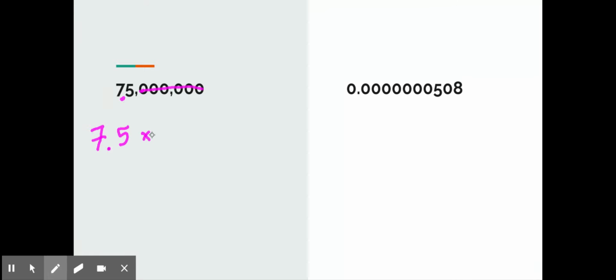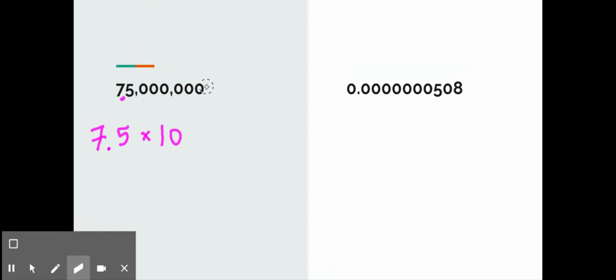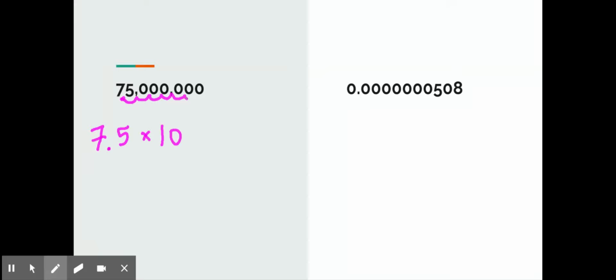So we're always going to write times 10, and that 10 is going to have an exponent. Since this number is greater than 1, that exponent has to be positive. And we find that number, the exponent, by figuring out how many times would I have to move this decimal in order to make it 75 million. And so if I moved it to the right 1, 2, 3, 4, 5, 6, 7 times, that gets us our exponent.